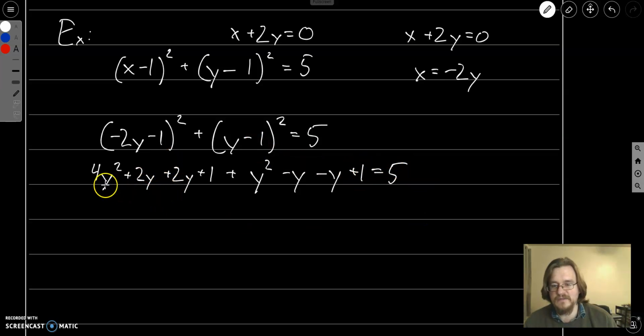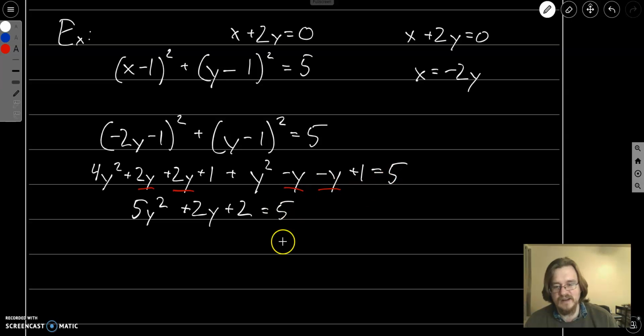So let's consolidate a few things. I have a couple of y squared terms. When I add these together, I will get 5y squared. I have some y terms. I've got 2y, another 2y, minus y, and minus y. So 2 and 2, that's 4, minus 1 is 3, minus another 1 is 2. And then lastly, I've got a 1 and a 1. So it adds up to 2 with a 5 on the other side, and I'll subtract 5 to get minus 3.